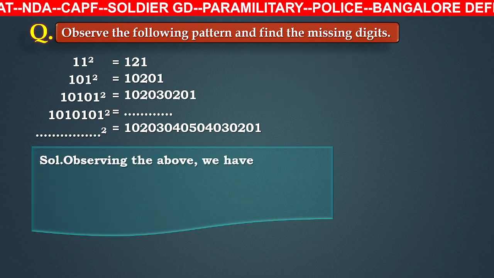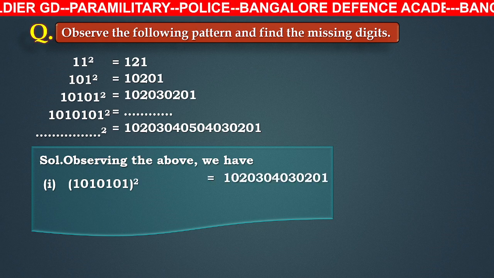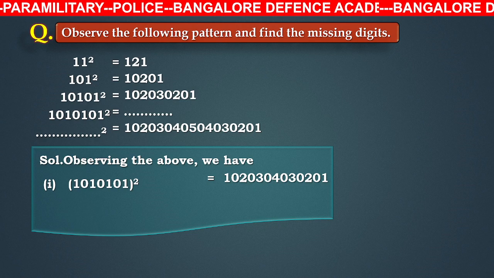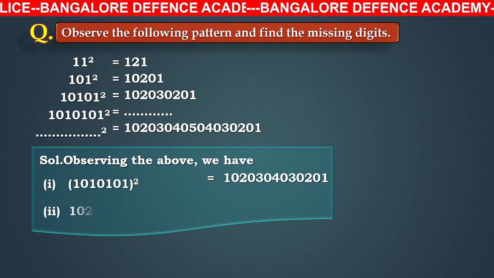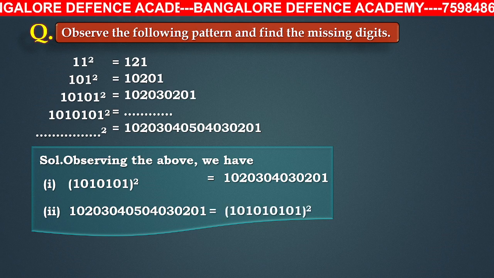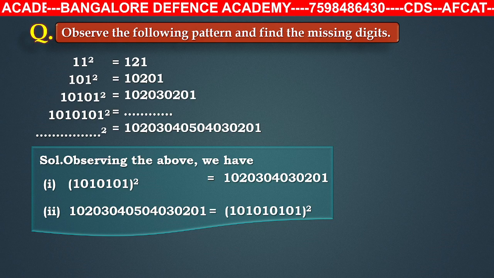Now for example, observing the above, we have the answer: 1 0 2 0 3 0 4 0, again 3 0 2 0 1. You have to ascend, then decrease. Okay, next you have 1010 like this. Okay, this is the answer for the last question.